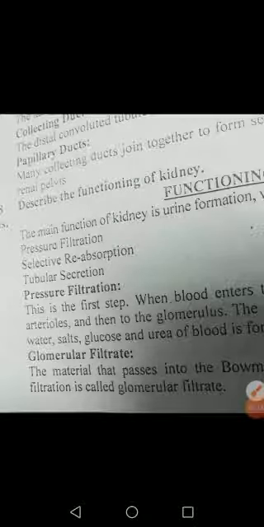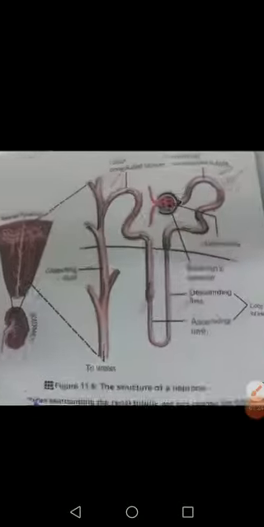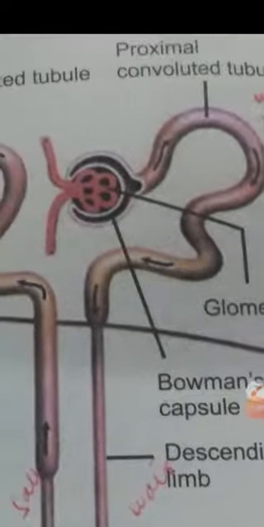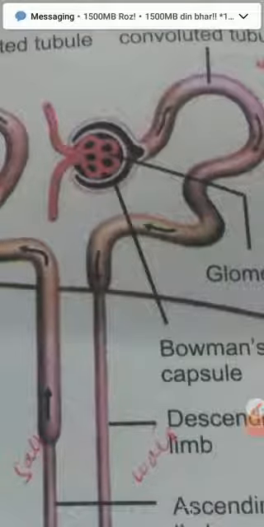First step is pressure filtration. First of all, blood from the kidney enters into the glomerulus through renal artery, and in glomerulus there is a very high pressure, and there are different materials like water, salt, glucose, and urea. Because of this pressure, they will move out from the glomerulus capillaries.